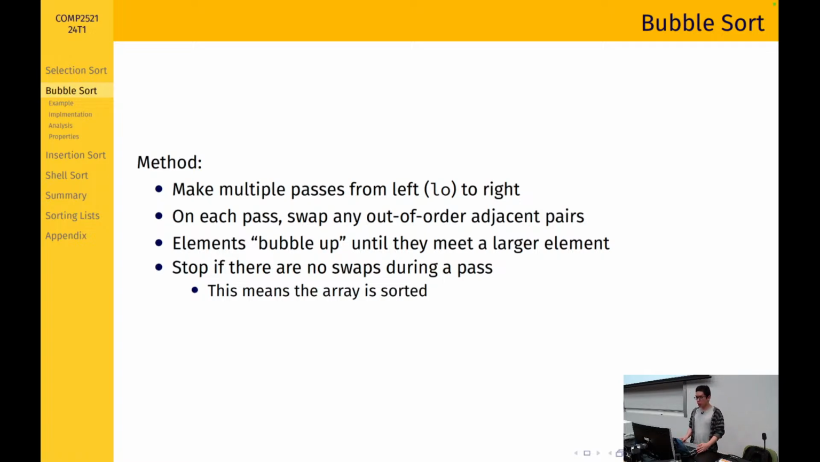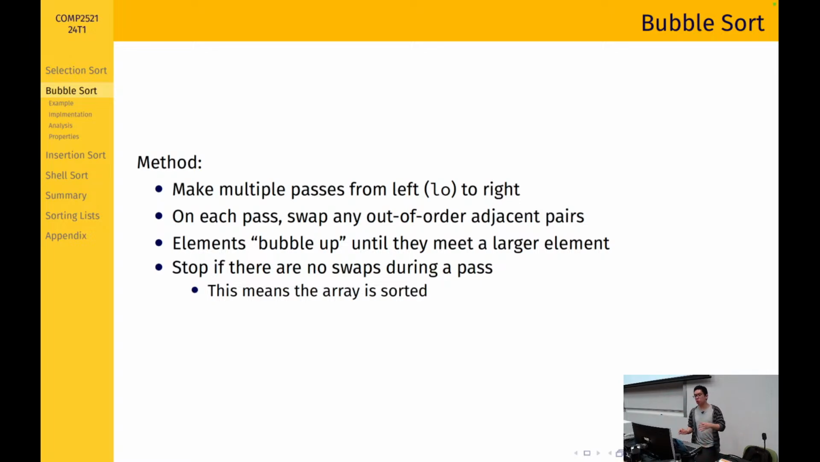So how bubble sort works is it makes multiple passes from left to right, starting from index low to right. And on each pass, we're going to compare adjacent elements, and if any pair of adjacent elements is out of order, then we swap them, right? So, for example, if we are going through an array, and at some point we see a 5 on the left and a 3 on the right, then we swap them, right? And we do this all the way from low to high.